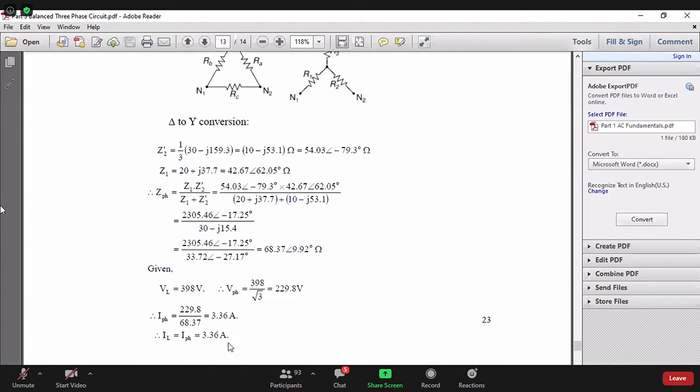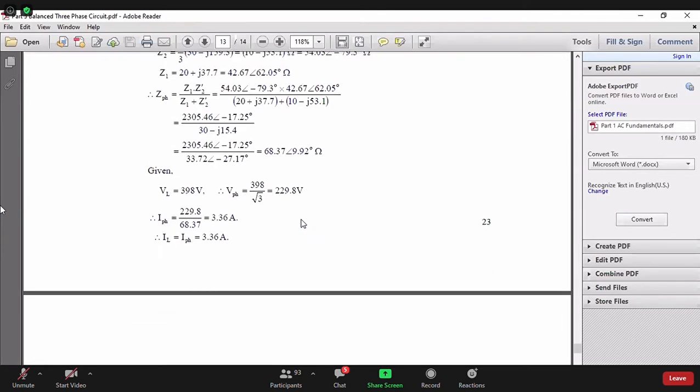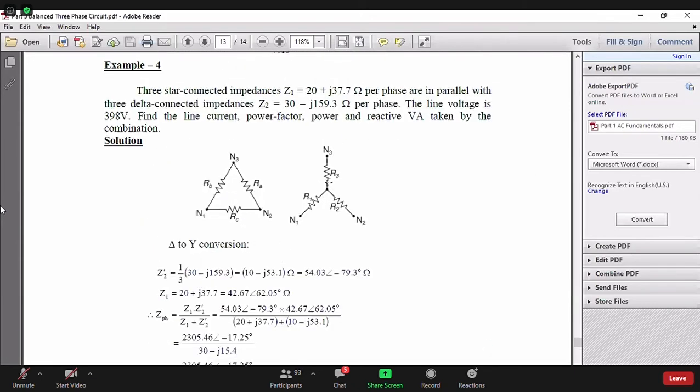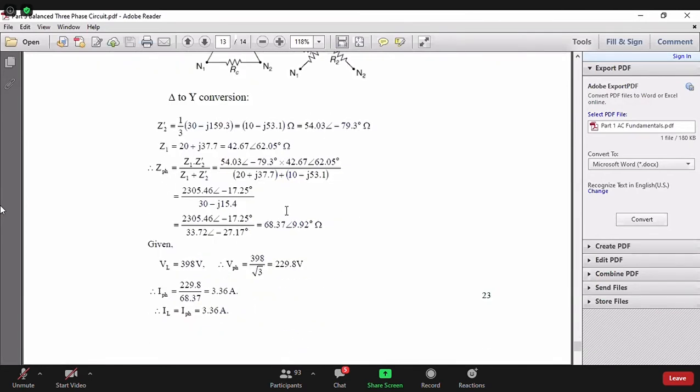And line current is equal to phase current. What is the power factor? This 9.92 degree, cosine of that, the angle of the impedance, will be the power factor. You can solve the same problem by converting this star to delta. You can do it at your home. You will get the same result. The same result means the Z impedance will not be the same, but your line current will be the same, because otherwise there is no equivalent connection. So you will find ultimately 3.36 ampere.